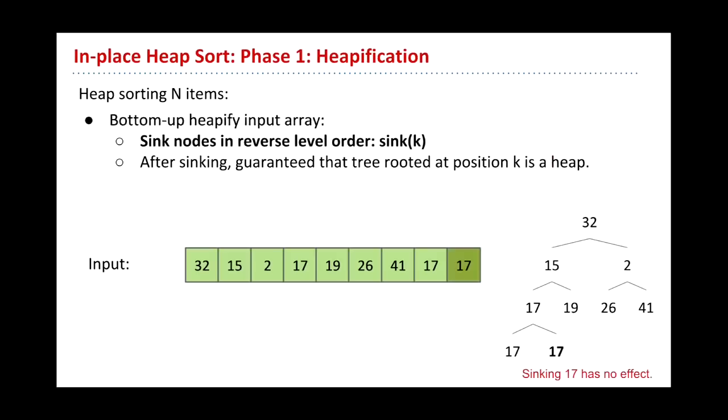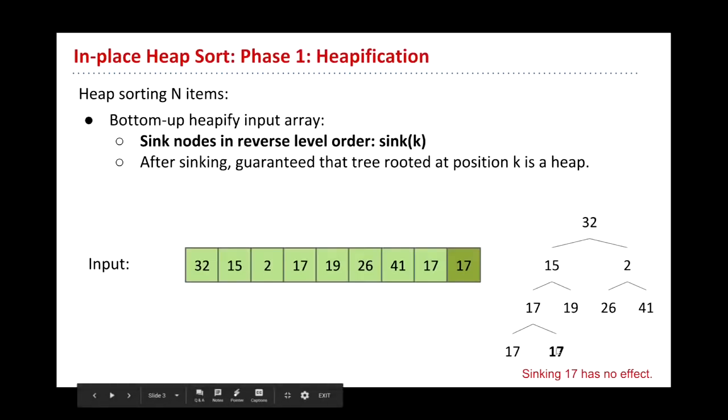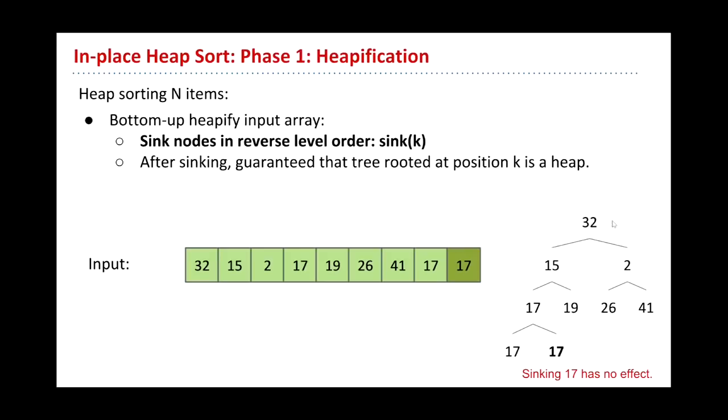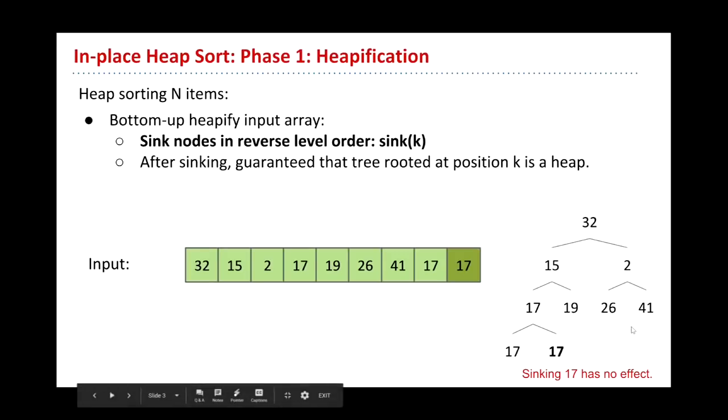All right. So let's try it out. I'm just going to show you that it works, and you can maybe convince yourself later that it actually does. But let's actually see the process. So if I sink this item, which is the first item in reverse level order. Reminder, by the way, if you forgot what level order is. Sorry, I forget that you guys haven't taught the class 7 times, so you may forget these things. Level order is 32, 15, 2, 17, 19, 26, 41, 17, 17. Going level by level. So we're going in the backward direction in that.